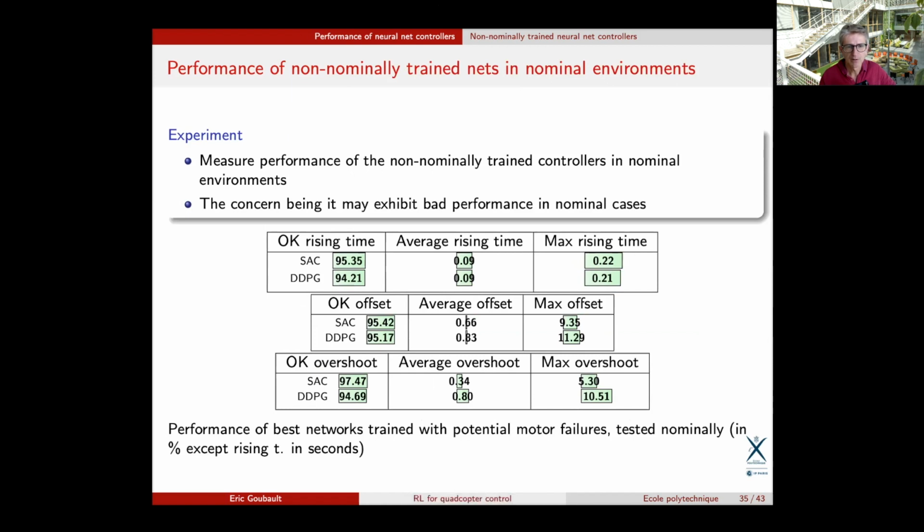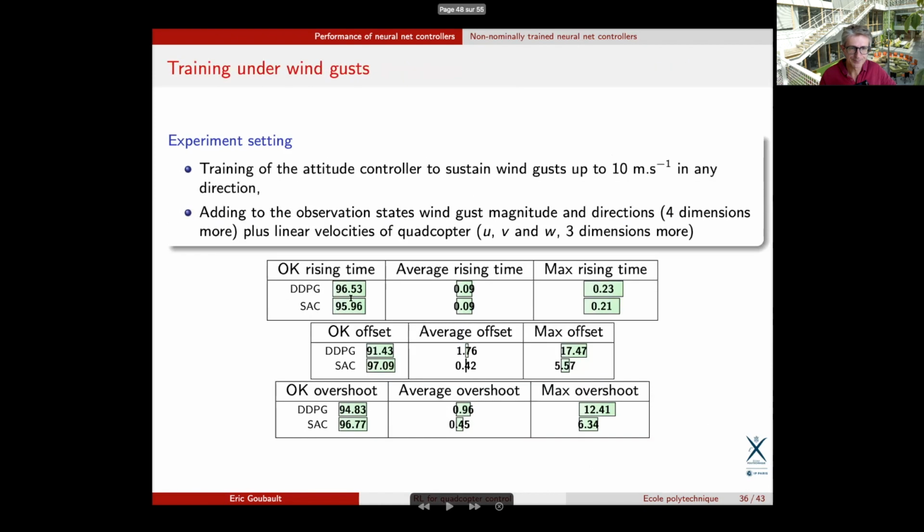Also, in nominal conditions, you don't get very good controllers. It's a bit less good than the ones which are nominally trained. It doesn't degrade too much, but still.